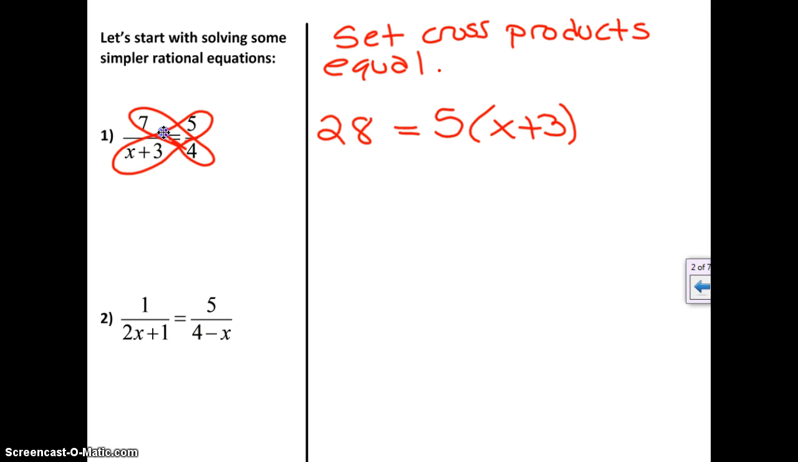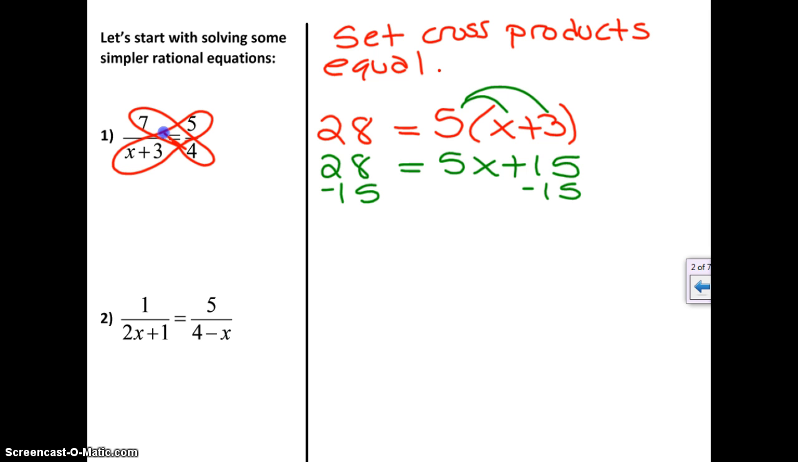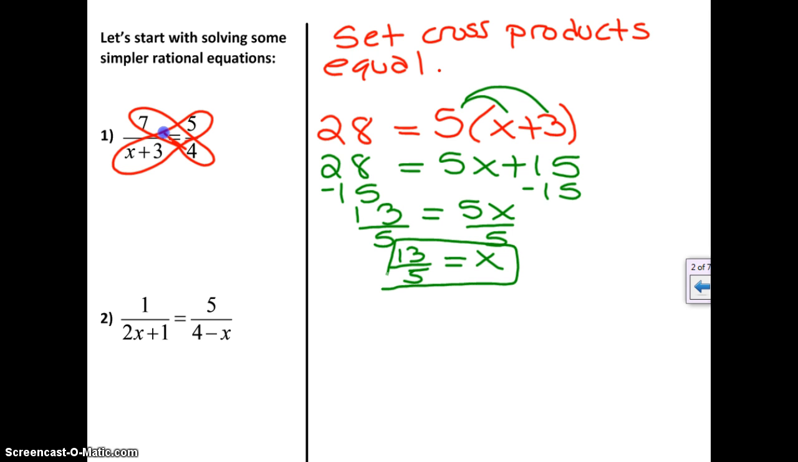So now I get to distribute my 5, and I get 5x plus 15 equals 28. I can subtract the 15. So now 5x is equal to 13. And then I divide by 5. And I get that x is equal to 13 over 5. Okay?